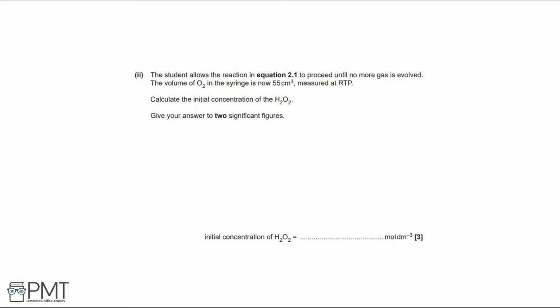Part 2. The student allows the reaction in equation 2.1 to proceed until no more gas is evolved. The volume of O2 in the syringe is now 55 centimeters cubed, measured at room temperature and pressure. Calculate the initial concentration of H2O2. Give your answer to 2 significant figures.